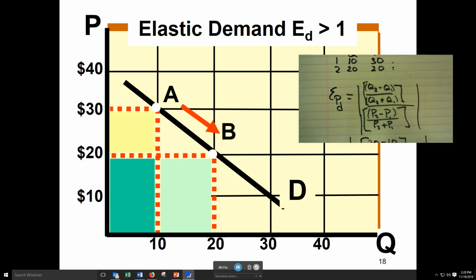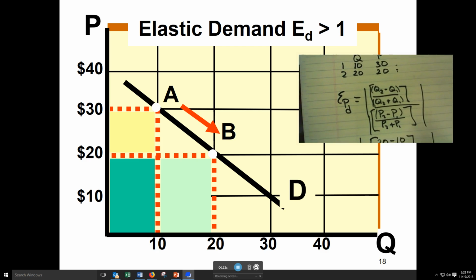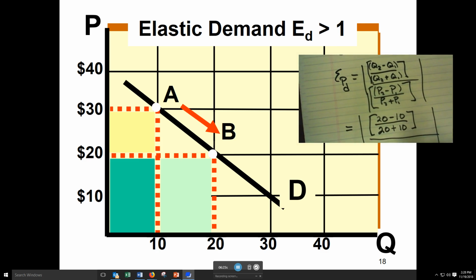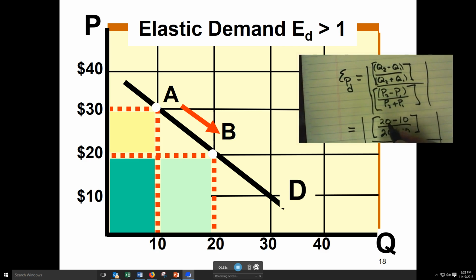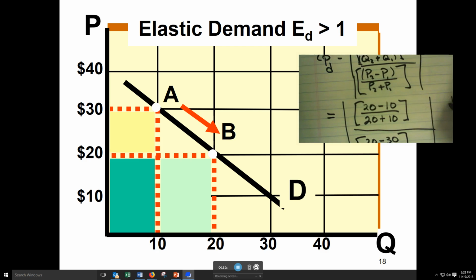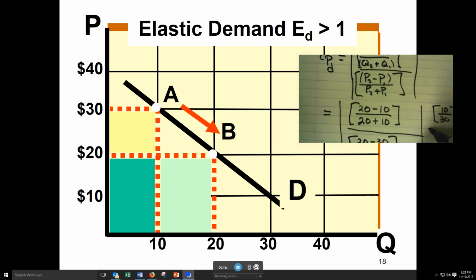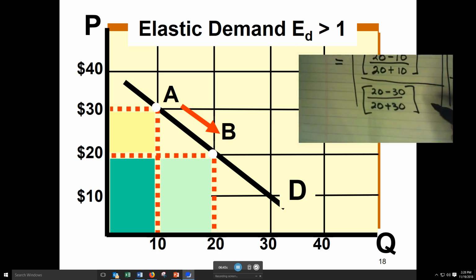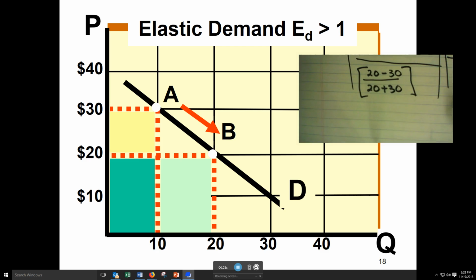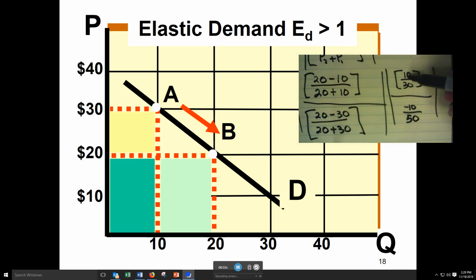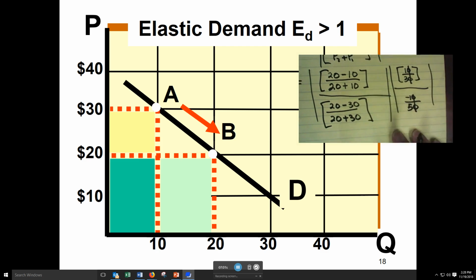20 minus price 1, which was 30, divided by P2 plus P1. So doing, and then it goes in brackets, it's in our denominator. So going back up to our numerator, 20 minus 10 is 10, divided by 20 plus 10, which is 30, over 20 minus 30, which is negative 10, divided by 20 plus 30, which is 50. So real quickly here, we can see we can cross these zeros out. And I've got 1 over 3 over negative 1 over 5. Take the absolute value of that.